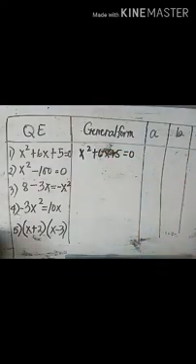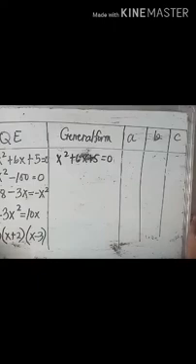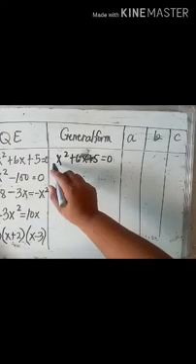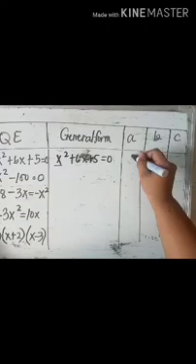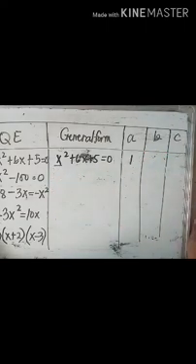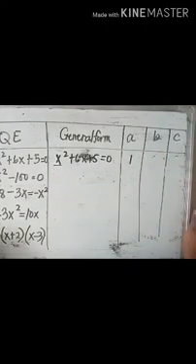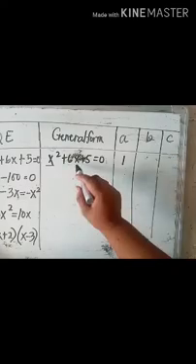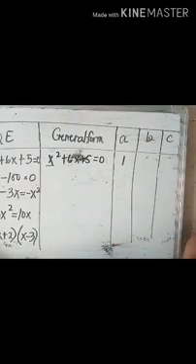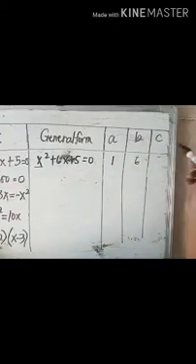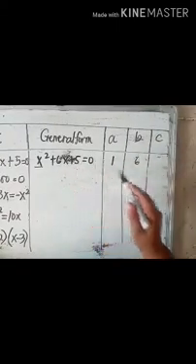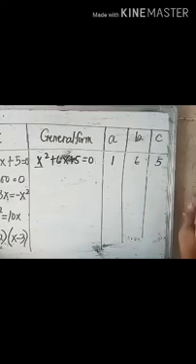Then let's identify now the values of a, b, and c. A is derived from the numerical coefficient of ax squared, so that is 1. If there is no numerical coefficient, then that is 1. And b is derived from the numerical coefficient of x, so that is positive 6 since it's positive. Then c is the constant, so that is positive 5.